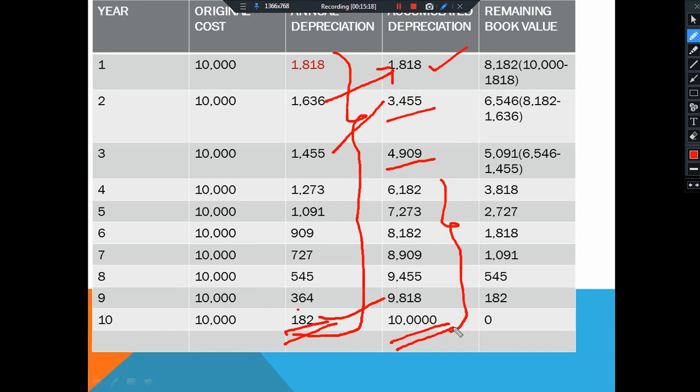We have to find out what will be the impact on the remaining book value. So 182 after 9 years. After 10 years, what will be the remaining book value? It will be written off. There will be no salvage value or residual value, and that was our objective.